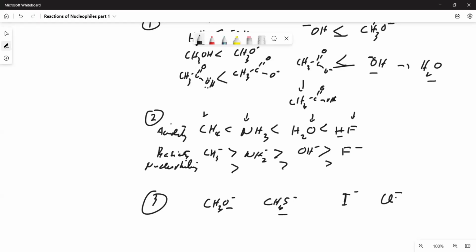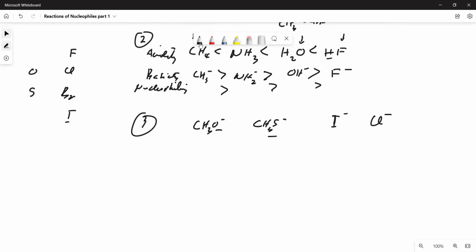They are within the group. You have oxygen here, sulfur here, chlorine here, bromine, iodine, fluorine, in that order. So within the group, there is a very large change in the size. So what happens to the nucleophilicity or basicity if there is a very large change in the size? So let's look at the halogens as nucleophiles.